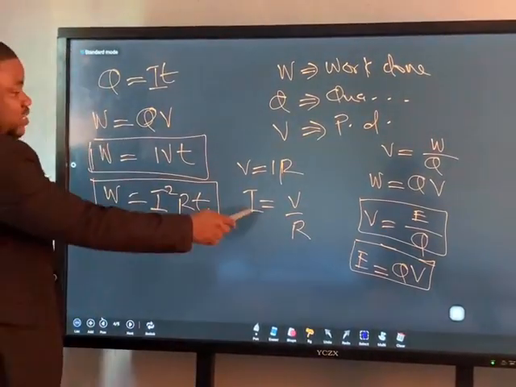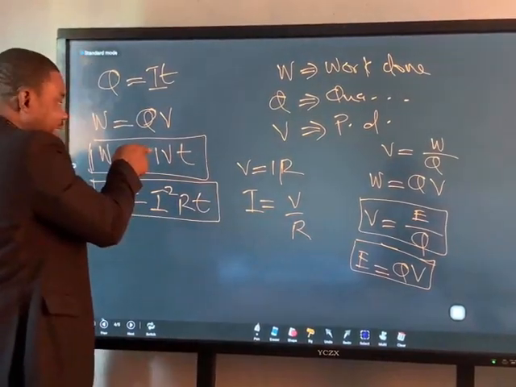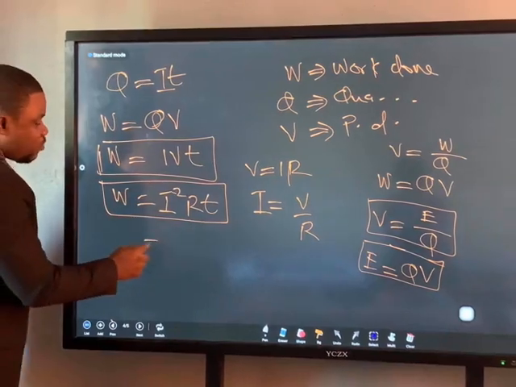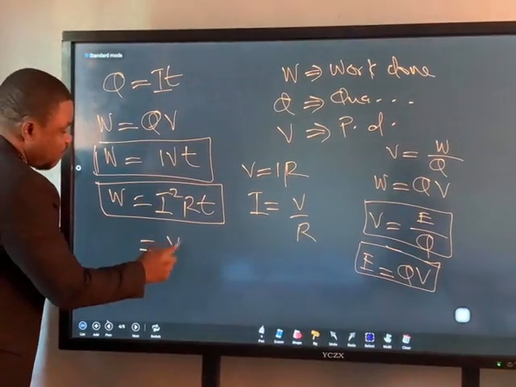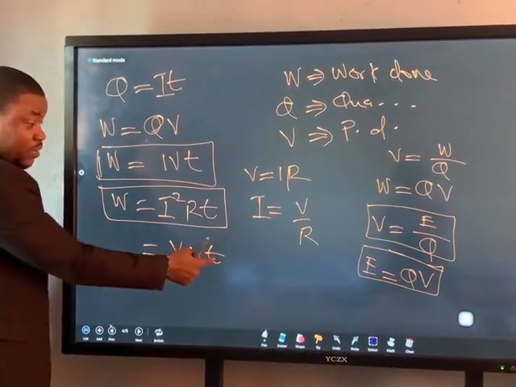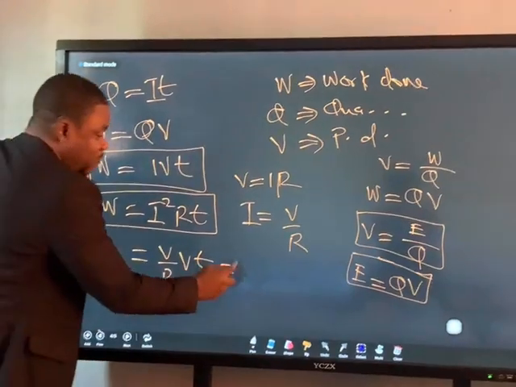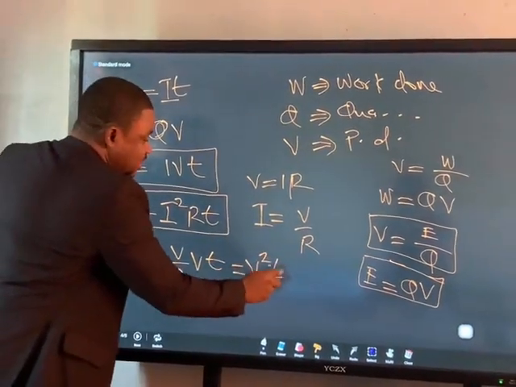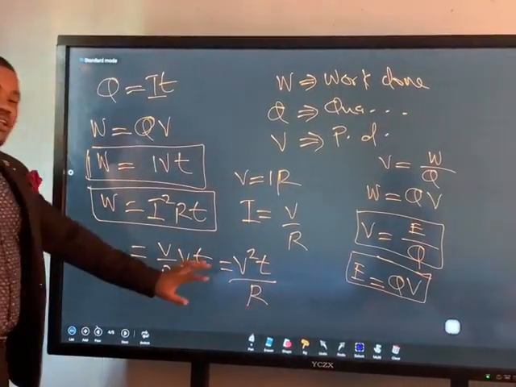So if I use this V over R to replace I here, I will have that IVT becomes V over R, V, T. This is IVT now, right? So V times V will give me V squared times time, all over R. This is another formula I can use.